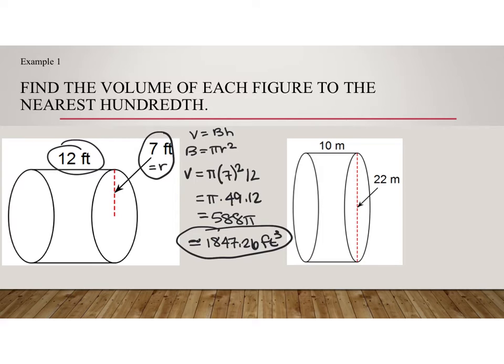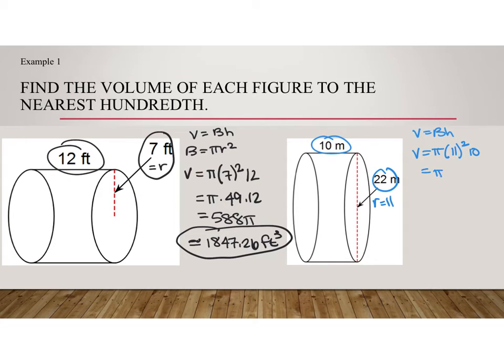Now for the other cylinder, again, I'm going to use V equals BH. So now when I start plugging everything in, I have V equals pi times my R value. Well, if you notice, I was given my diameter. So R is half of my diameter, which is really equal to 11. So I'm going to plug in 11. I'm going to square that. So pi R squared is my B, and then my height in this case is 10. So I'll multiply that by 10.